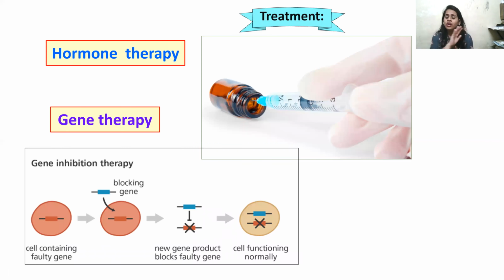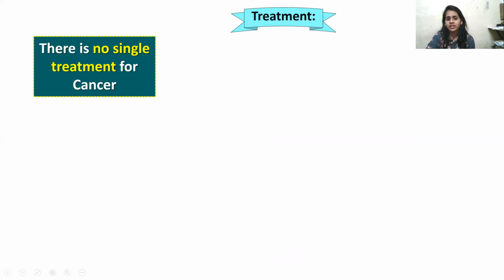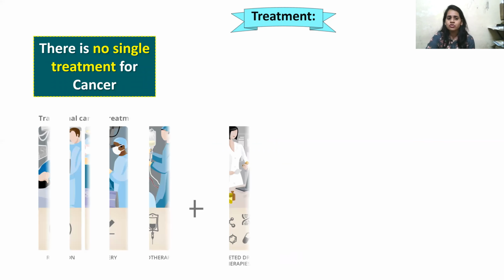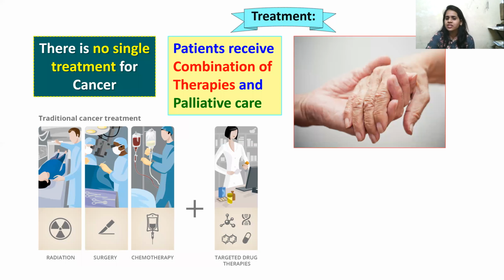See, you do not need to learn the treatment. First of all, always remember, in the human health and disease chapter, you do not need to remember the treatment. I'm just discussing the treatment in short, just for you all to know what happens in the treatment of cancer. That's why I'm not mentioning it in much detail. So there is no single treatment for cancer. There have to be combinations like surgeries, chemotherapy, and a lot of palliative therapy needs to be given.